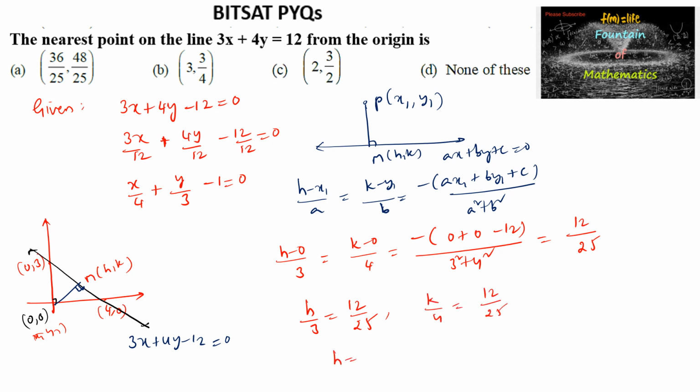So h is equal to 12 3s are 36 upon 25 and k is equal to 12 4s are 48 upon 25. And hence we can say that the nearest point will be 36 upon 25 comma 48 upon 25. So we can go with option A.